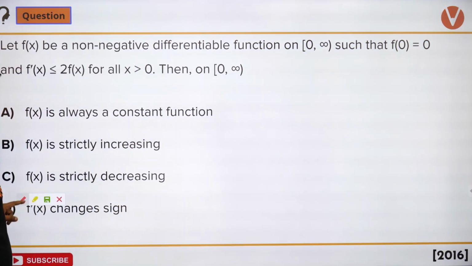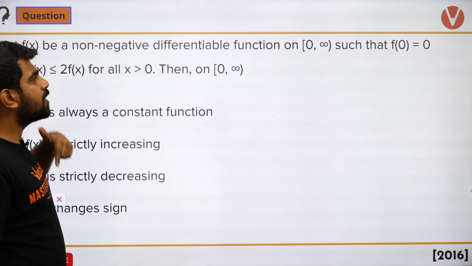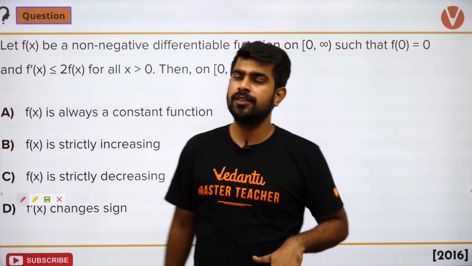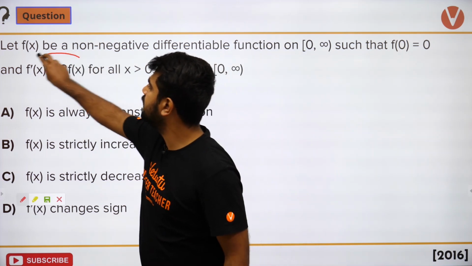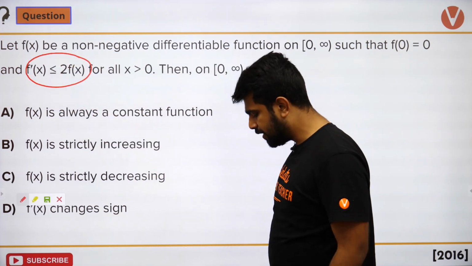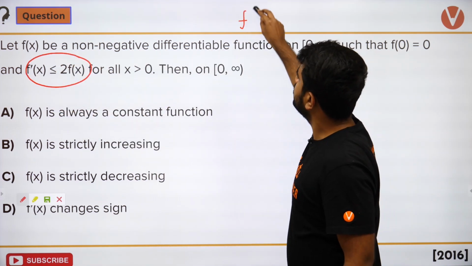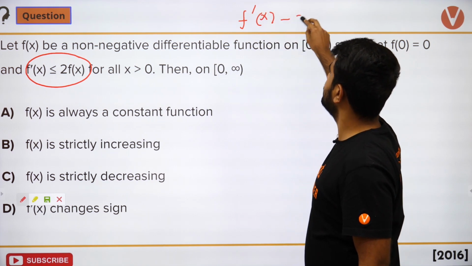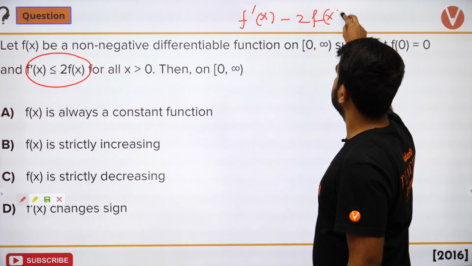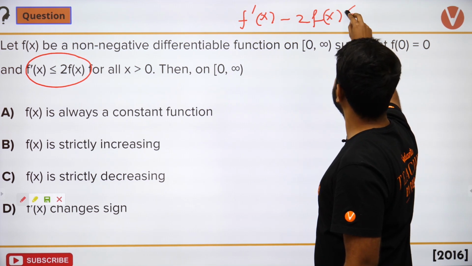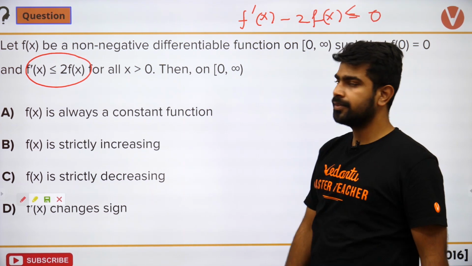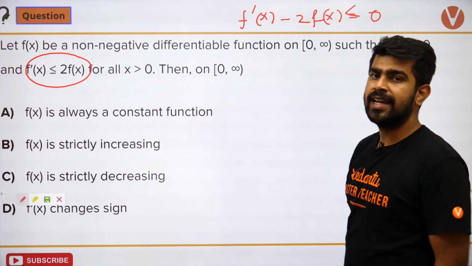So what do we have here? F of x is a non-negative differentiable function. Okay? So the first thing is I'll have to start working with this relation. So I have f dash of x minus 2 f of x is less than or equal to 0. Okay? That is the relation that I have.